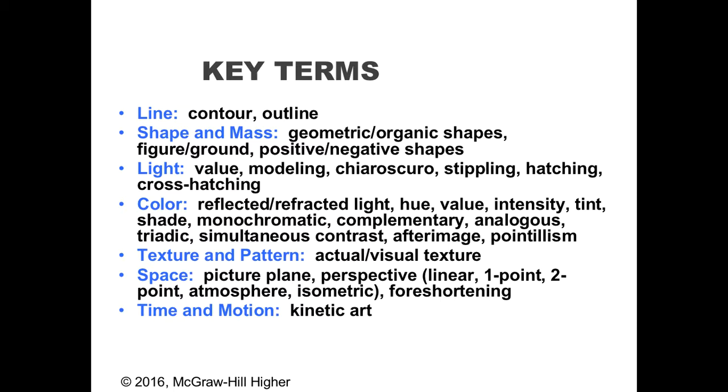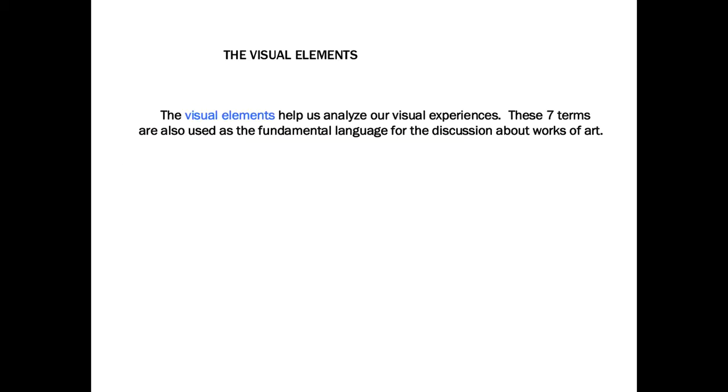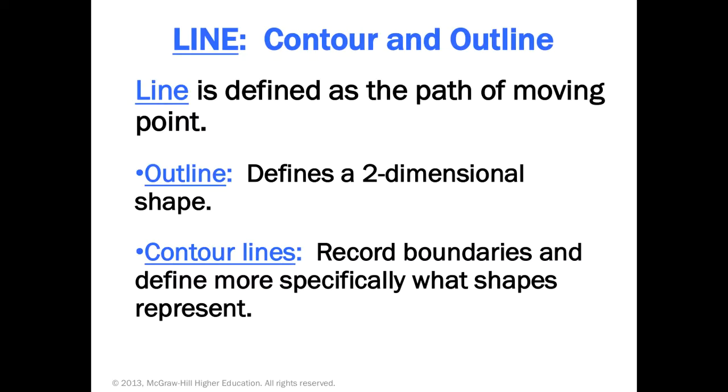Okay, so line, these are key terms. I'm going to let you go over these in the regular PowerPoint. Visual elements help analyze our visual experiences. So this is the fundamental language we use in discussing art, and you really do need to know these. Line is defined as the path of a moving point. An outline defines a two-dimensional shape. Contour lines record boundaries and define more specifically what shapes represent.